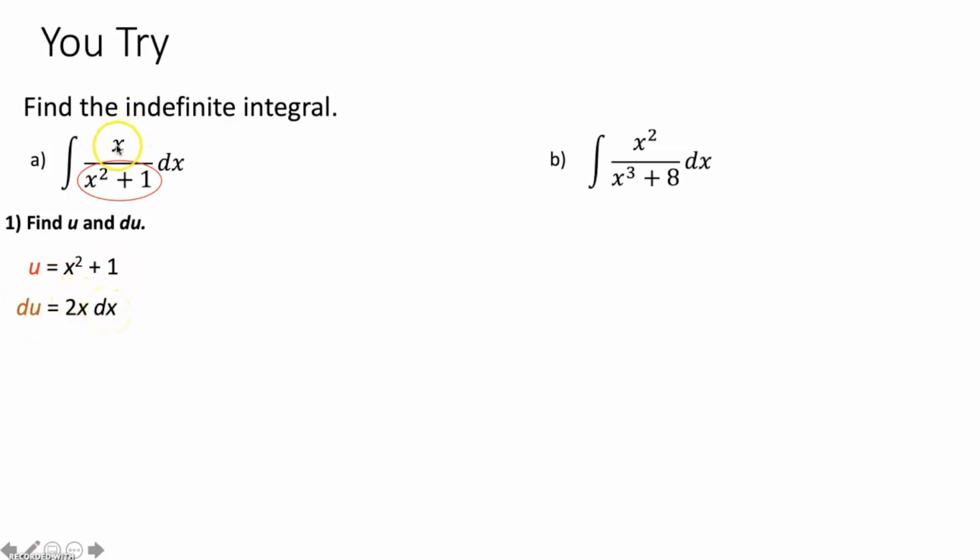Now we look at our problem. There's an x and a dx. Perfect. But there's no 2. So how do I get rid of that 2? Well, I have to divide it to the other side of this equation.